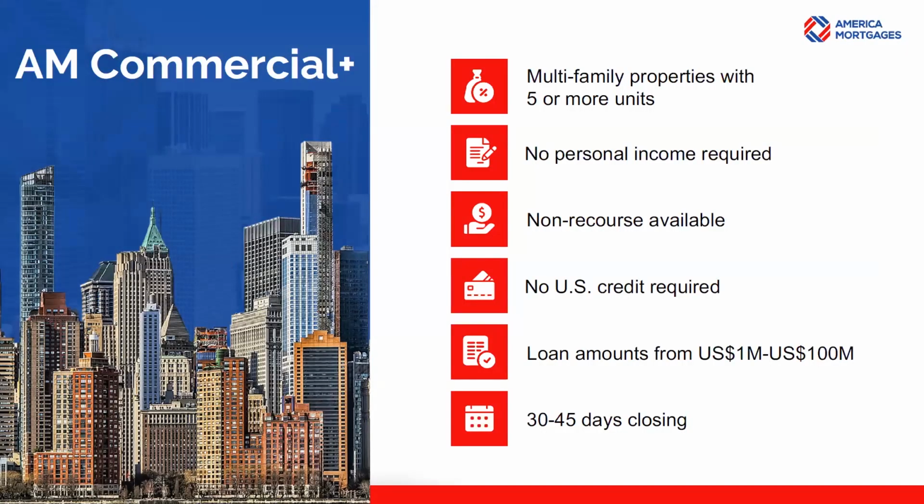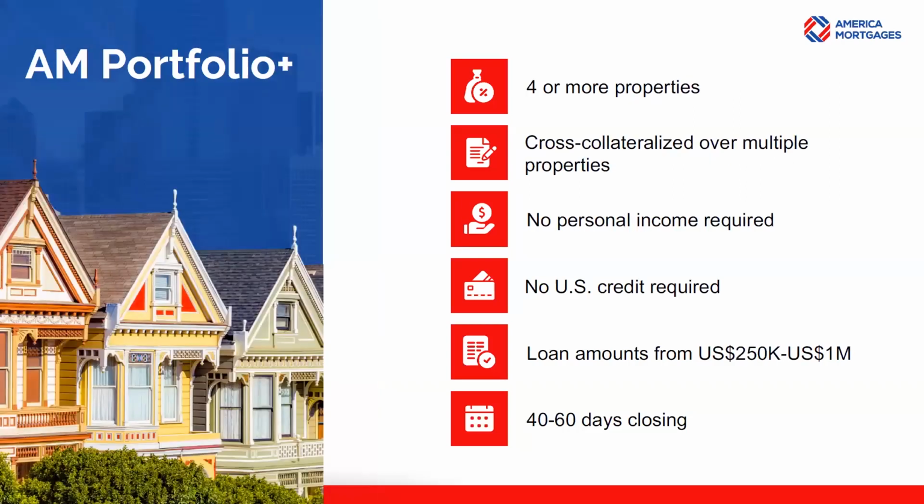A little bit more sophistication. We do have commercial-based products, multifamily units with 5 units or more. So if you have 6 or 7 units in heritage homes, because heritage homes are normally built huge, and you're subdividing the units inside it, you'll be able to qualify for our AM Commercial Plus program. No personal income is required. Non-recourse is available. No US credit is required. Available between $1 million and $100 million in communities across the United States.